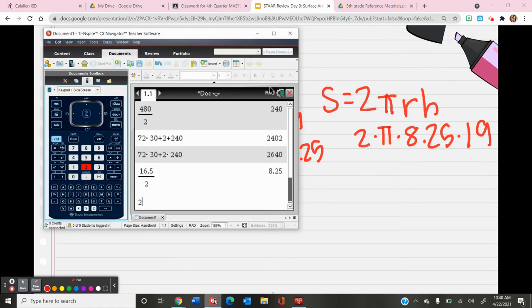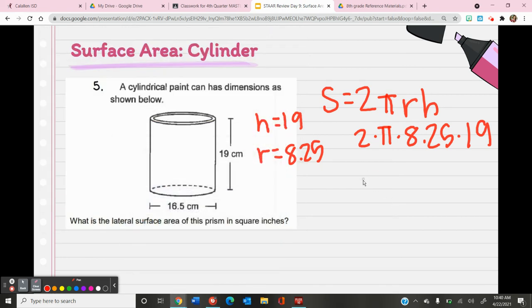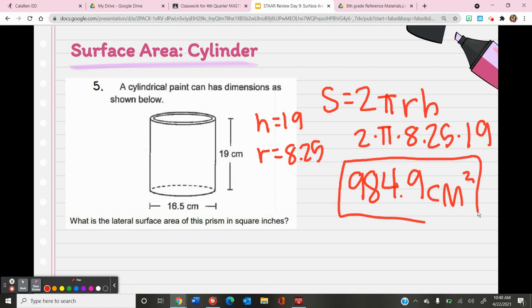So now plugging that in, 2 times pi times 8.25 and then times 19, we get 984.889. We're going to round that to 984.9. So here the lateral surface area is 984.9 centimeters squared. Okay, so now looking at your foldable, this is everything you should have written down for number 5.